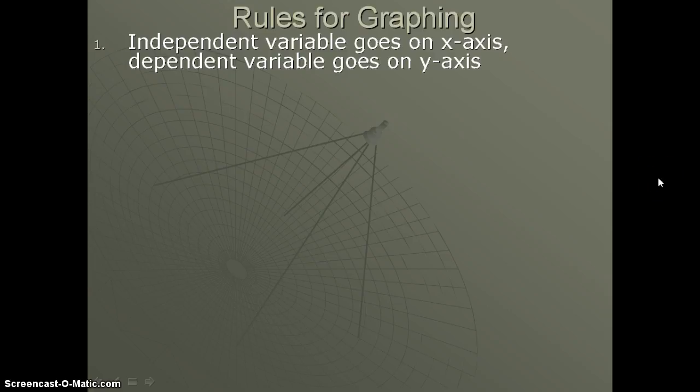So remember, in DRY MIX, D stands for dependent variable, R stands for responding, and the Y stands for y-axis. In MIX, the independent variable is the one you manipulate, and it goes on the x-axis.